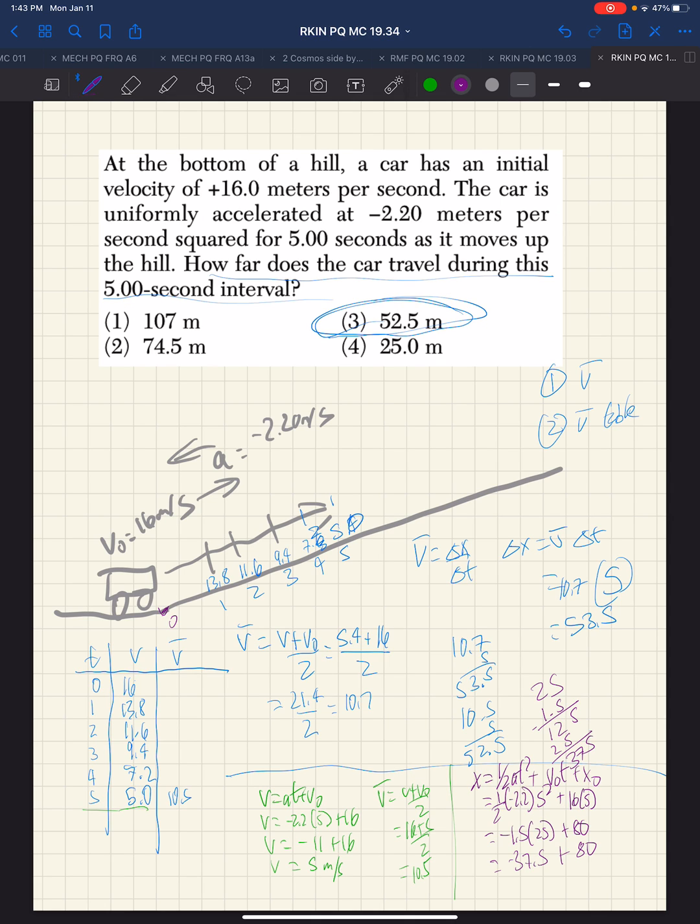That's 1.1, I made a mistake. It's minus 1.1 times 25 plus 80, and 25 times 1.1 is minus 27.5 plus 80 is 52.5. So we can see there are a lot of ways to do this question.